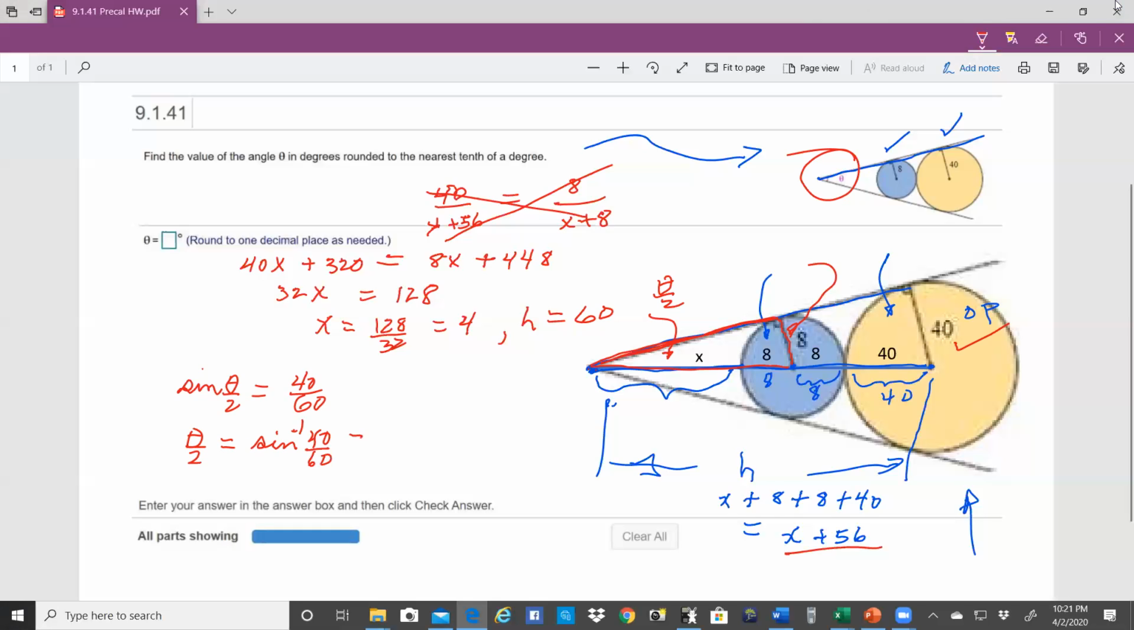Now to get this, you have to put it in your calculator. You can't do it on the unit circle. So you put this in your calculator, and you get that theta over 2 is 41.81. And theta is just twice that, which would be 83.6 degrees.